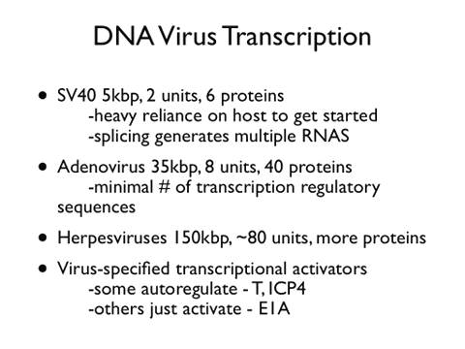Adenovirus is considerably larger. There are 8 transcription units. They encode 40 proteins, but there are a minimal number of transcriptional regulatory sequences because of the utilization of splicing to generate many of these proteins. The herpes viruses are about 150 kilobases in size, though they range from about 120 to 250. And they code anywhere from 80 to 120 different proteins.